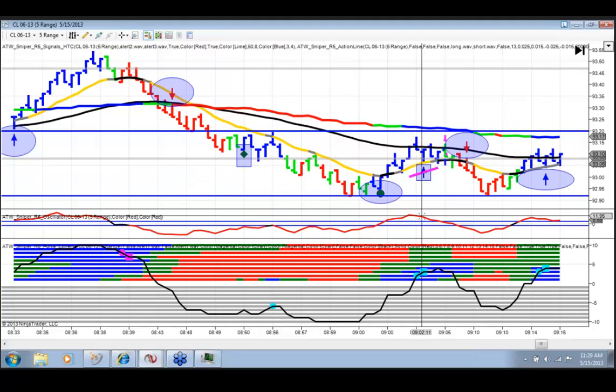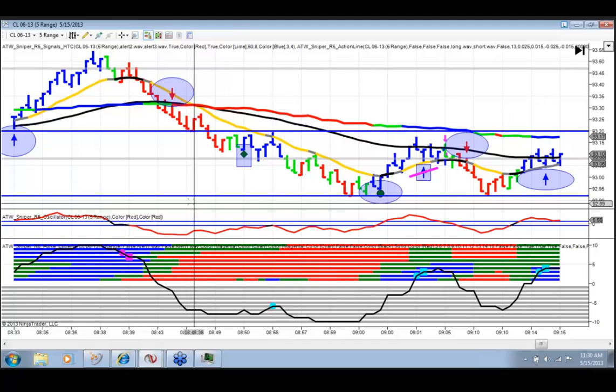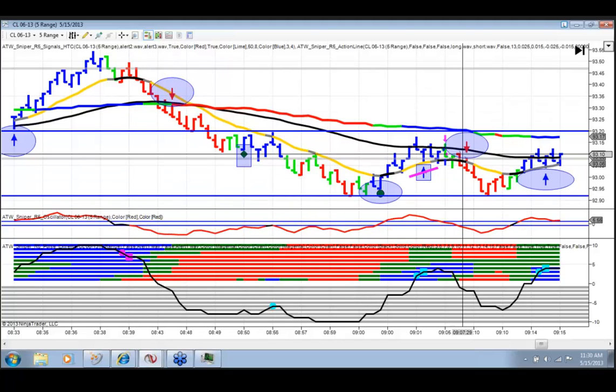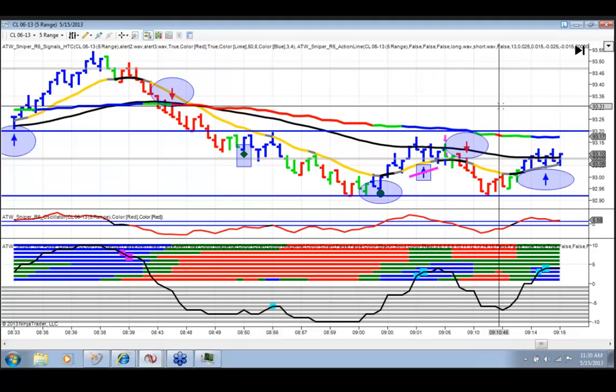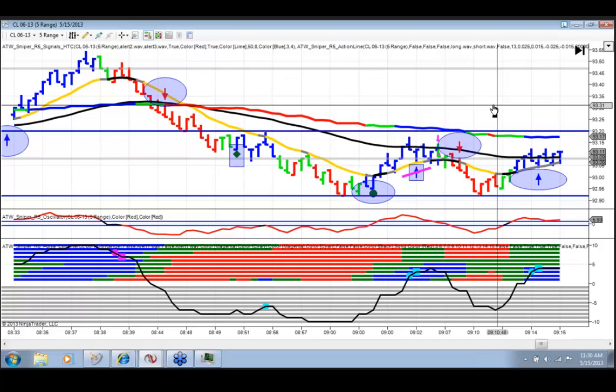One negative that would have kept some traders out of the trade is the OS line was sloping against the buy. You see when this sell signal fired, the OS line is sloping down. So if you have an OS line that's sloping against your trade, that'll be a disqualifier for some traders. But we're just going to take a look at how the robust system does.